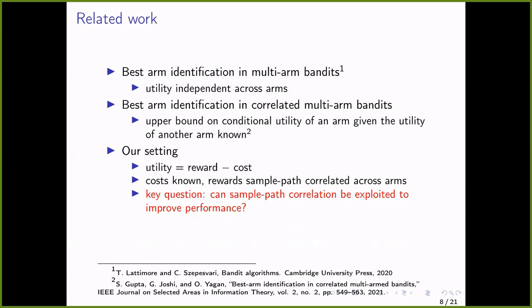Our problem setting is different from the one considered by Gupta et al. In our setting, utility is defined as the difference between the reward and the cost. Cost of arms are known and the rewards are sample path correlated across arms. The key question is, can sample path correlation be exploited to improve performance?